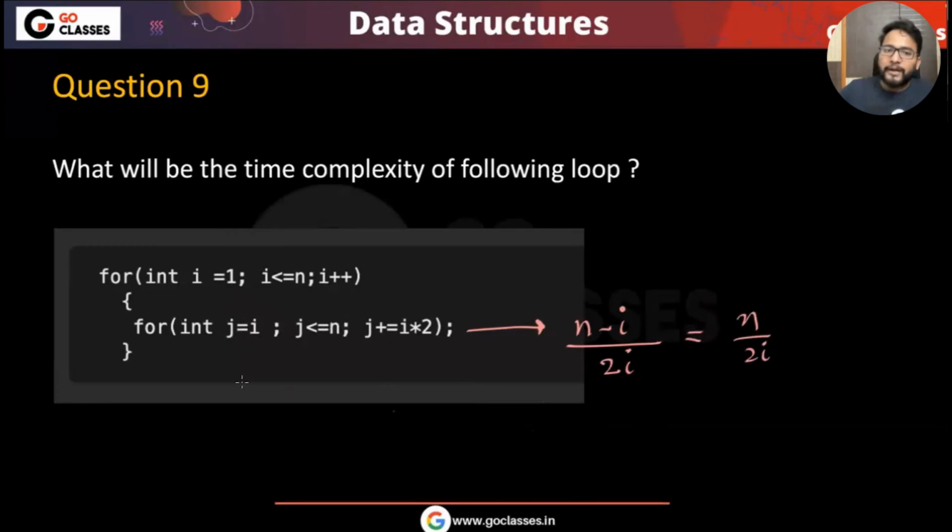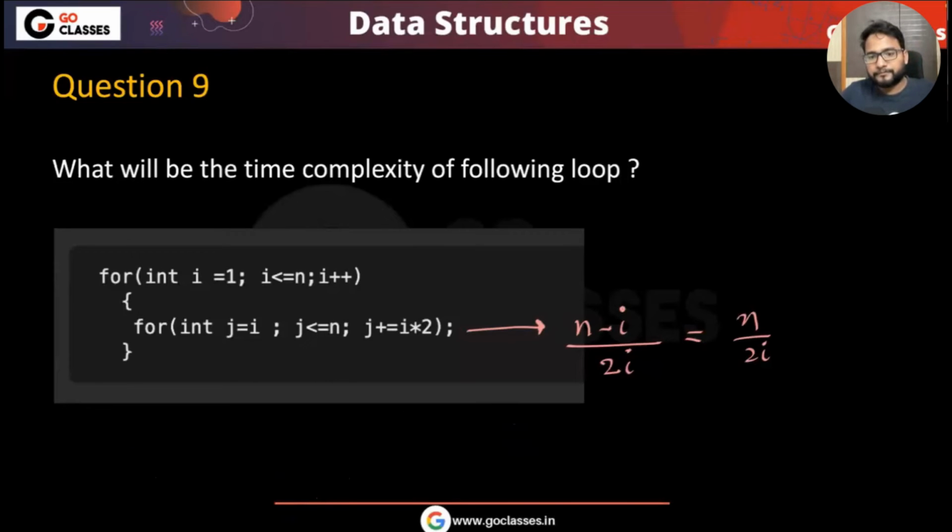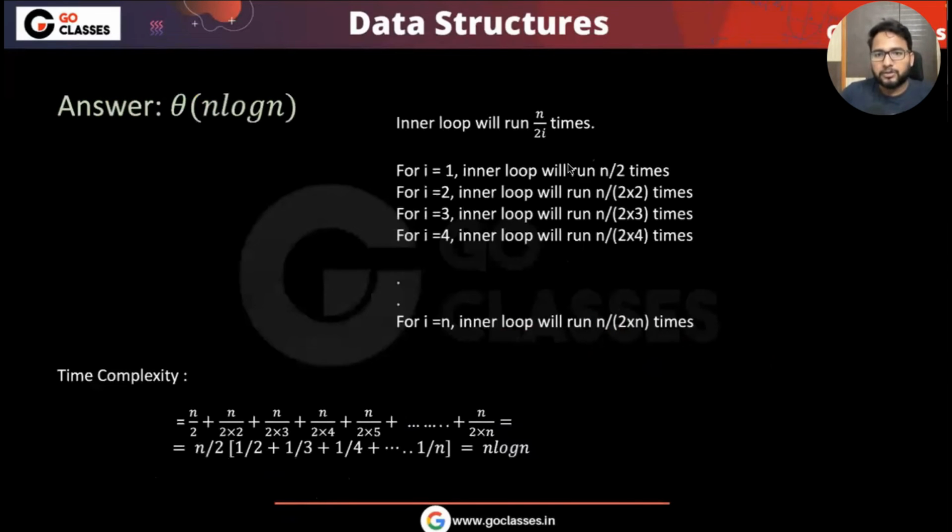So basically n upon 2i times you are going to run, which means for i equal to 1, you are going to run n upon 2 times. For i equal to 2, you are going to run n upon 2 square times. For i equal to 3, n upon 2 into 3 times, like that, right? Let's see how it is happening. For i equal to 1, n upon 2, then n upon 2 into 2, n upon 2 into 3. And now you need to add all of this. So finally, n log n is the answer.